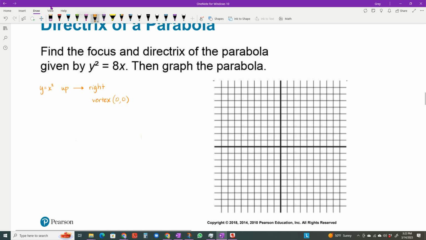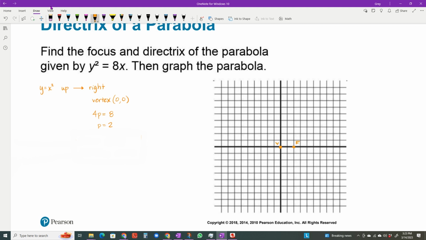All right, so I got 0, 0. And then the number in front, 8, if you remember from our standard form, represents 4p. So 4p equals 8, and p equals 2. So if my parabola opens to the right, this is my vertex. Then I'm going to go 2 to the right, 1, 2. And that is going to be my focus.